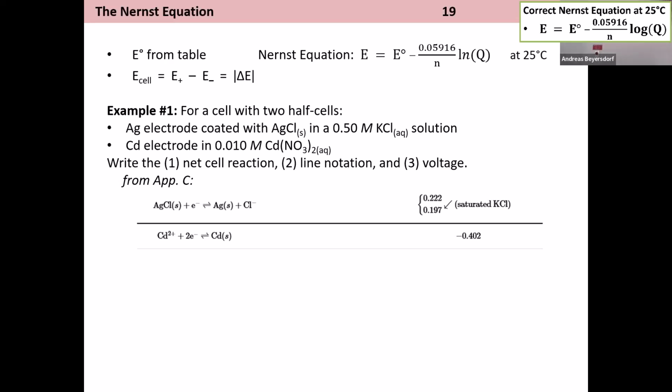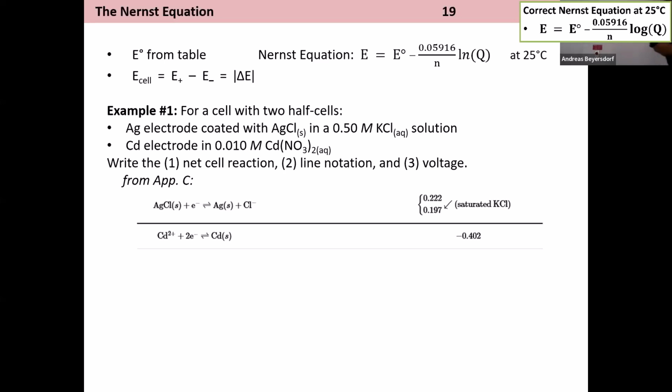So now we want to write a line notation. So to do it in line notation, what comes first, anode or cathode? Anode, right? It's easy when things are in alphabetical order, right? When things are against alphabetical order, it's tougher, right? But it's always anode first, then cathode.